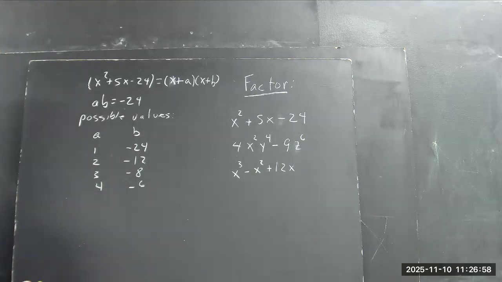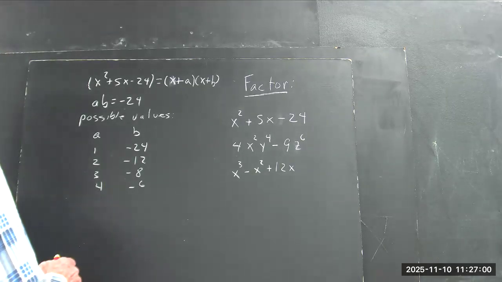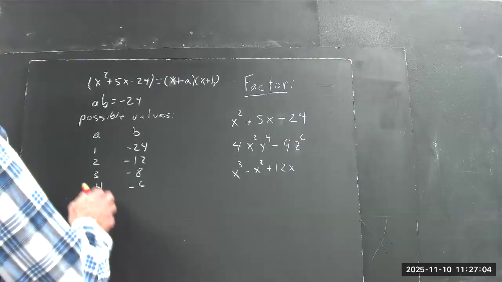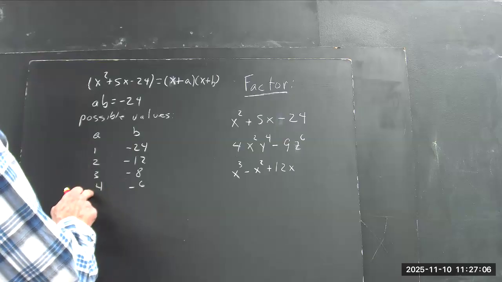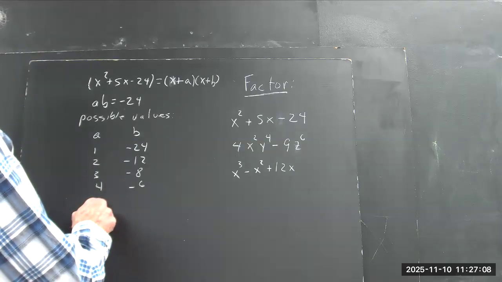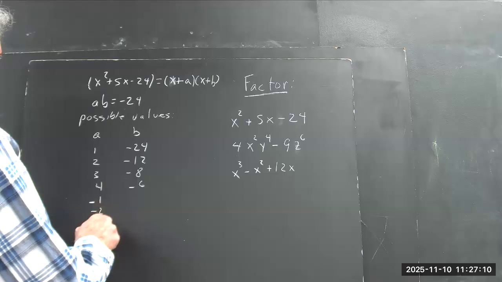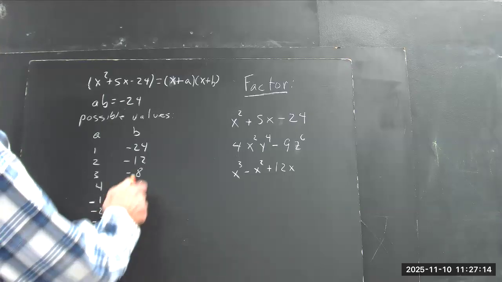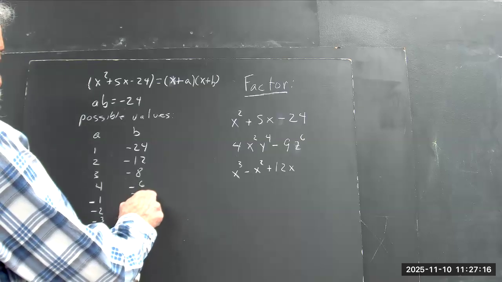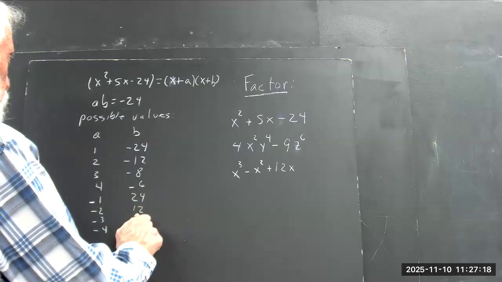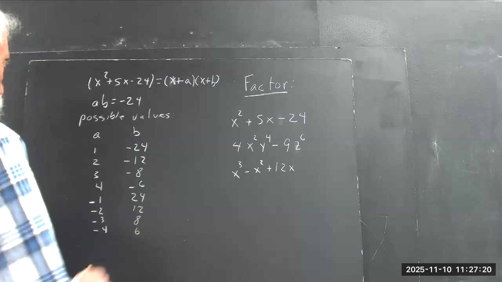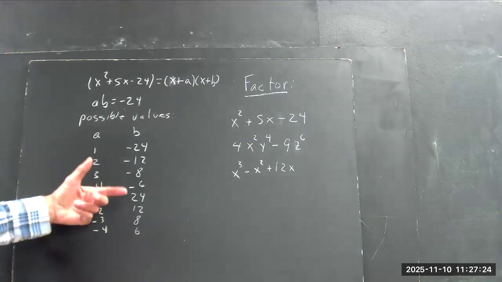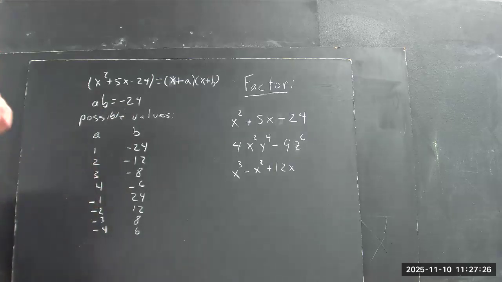Well, let's go ahead and do that, except I'm going to do it a different way. I'm just going to write these A numbers down, but with negatives. And then it's going to be clear that we get 24, 12, 8, and 6. Okay, that's 8 possible pairs of numbers A and B.